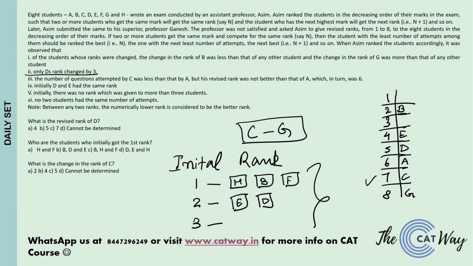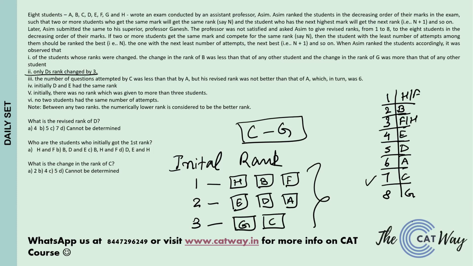That means definitely C and G are going to occupy this position. That is third rank in the initial one. And because A cannot be with C and G, that means A will occupy this position. Not talking about H and F, because no information has been given to us. They will occupy first and third rank in any particular order. Okay, now let us move ahead with the questions.